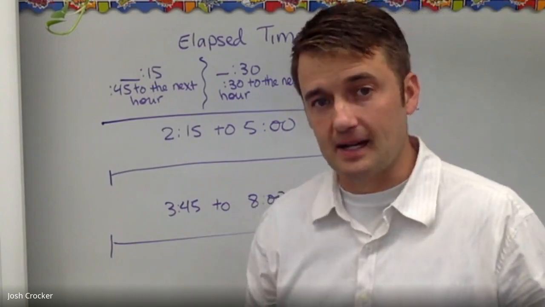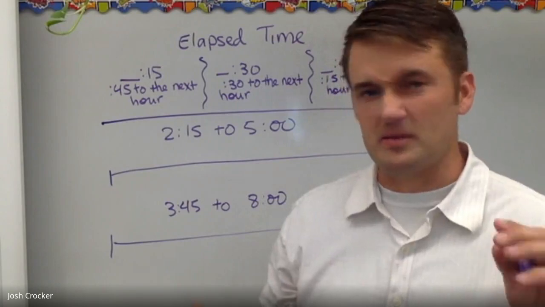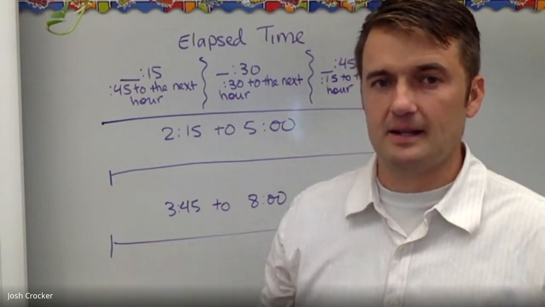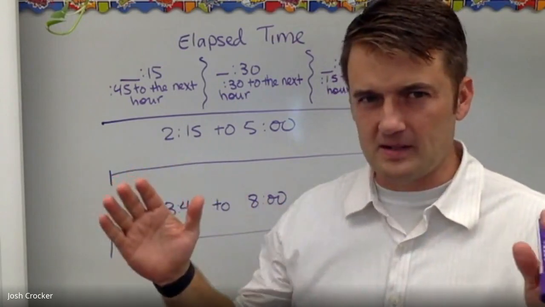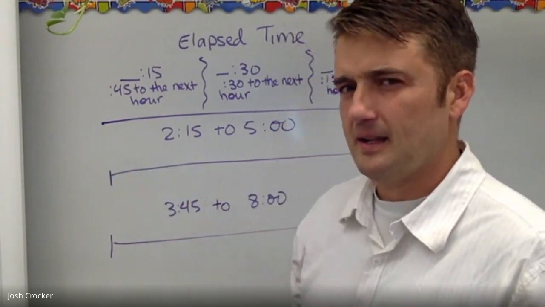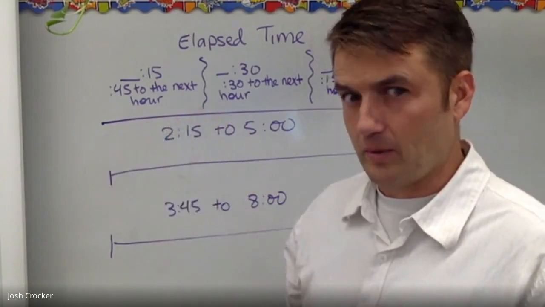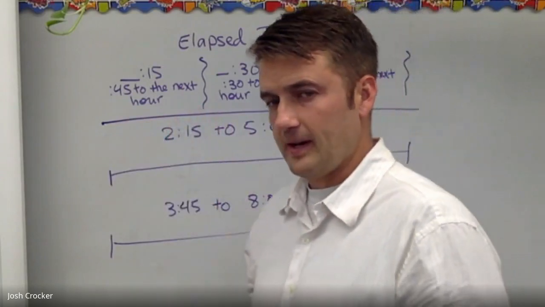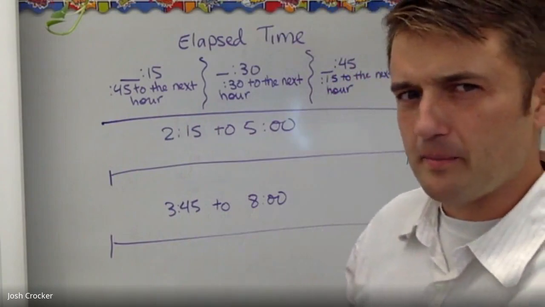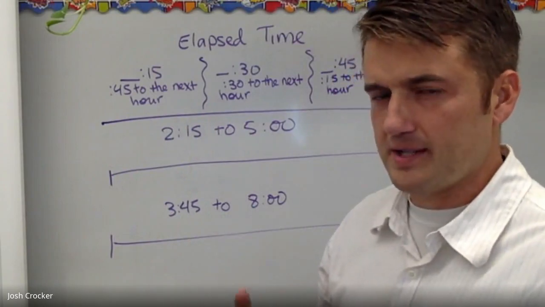Elapsed time is just how much time goes by from start to finish, beginning to end. It's how much time is in between these two times. Okay, and it can be a little tricky. So I like to use a number line so that we don't lose an hour or gain an hour. Also, there are some benchmark times that can help you figure this out.